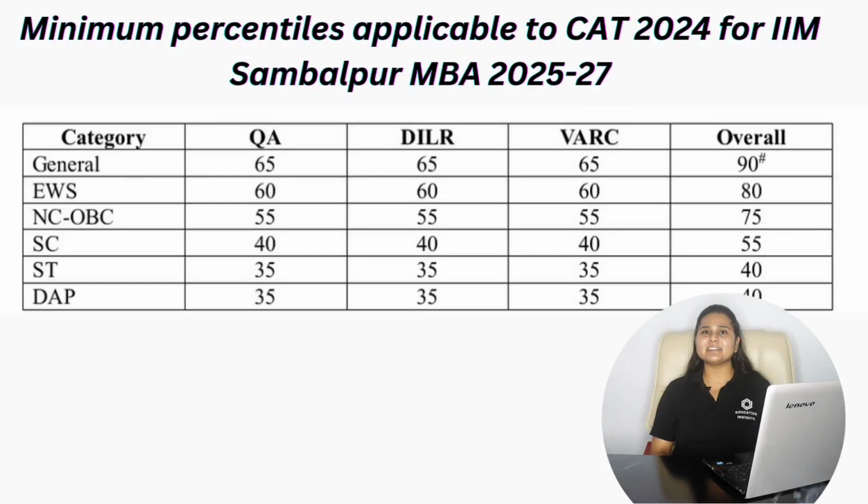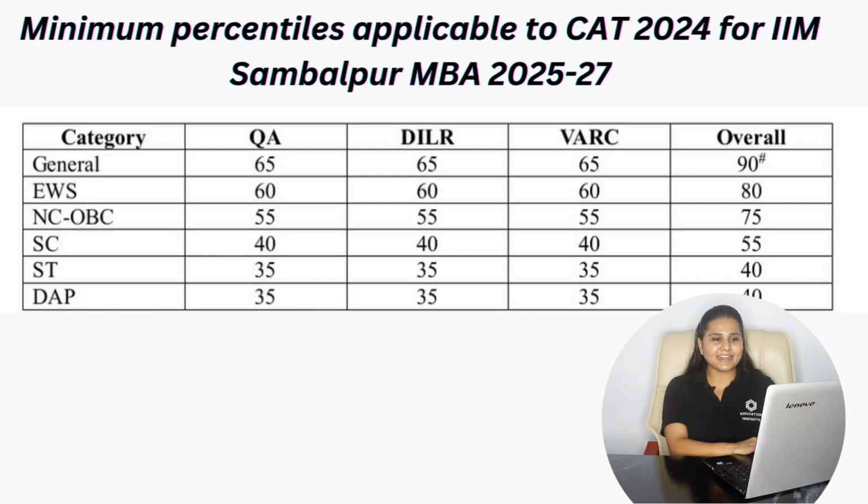If we consider the minimum eligibility criteria according to category with IIM Sambalpur, for the general category, it is 65 percentile in the overall 3 sections and 90 percentile overall with your CAT entrance examination score. For EWS, 60 percentile in quantitative ability, DLR and VRC and 80 percentile overall with your CAT 2024 entrance examination score. For NCOBC, it is 55 percentile in all the 3 sections and 75 percentile overall with your CAT 2024 entrance examination score.